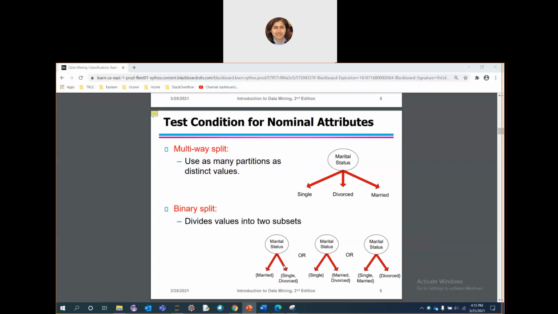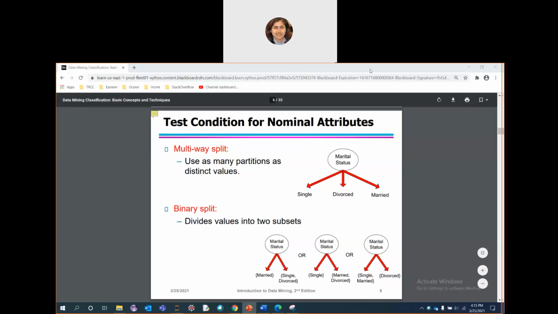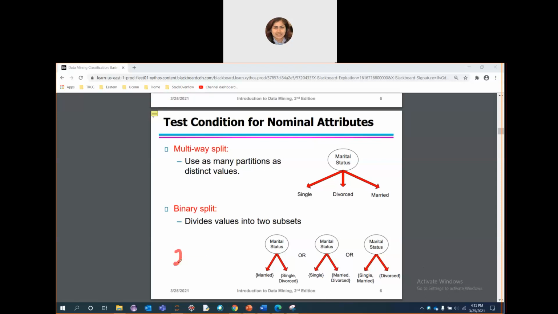attribute into two groups. For example, some decision algorithms are there. One example is CART, C-A-R-T. We will look into that algorithm. That algorithm actually produces only binary splits like this. By considering, there is a formula. The formula is 2 to the power k minus 1 minus 1. So it considers this formula for creating a binary partition of k number of attribute values given in the dataset.